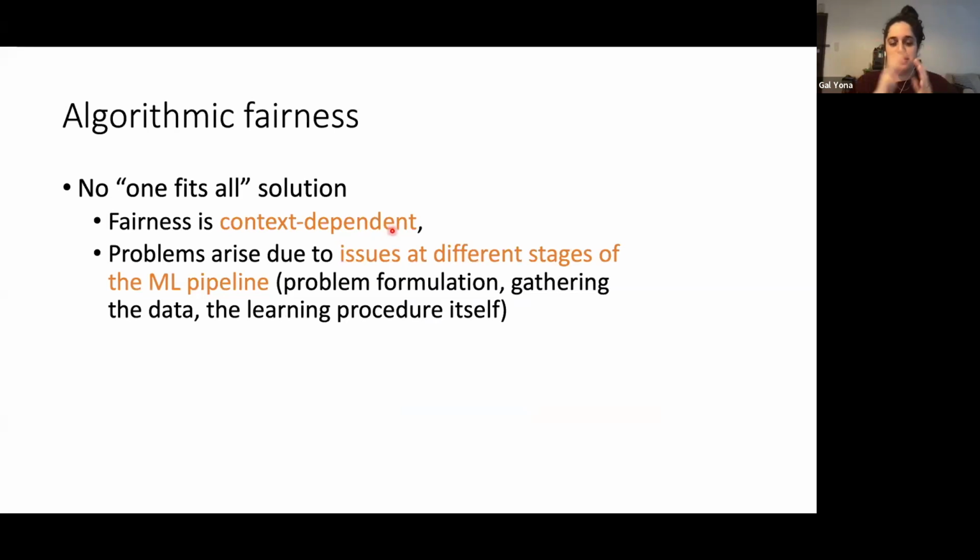Okay, so this has led to this subfield of algorithmic fairness, or looking at it specifically from a computer science perspective. At this point, I think we're almost 10 years into this research agenda. It's pretty clear that there's not going to be a one-fits-all solution. One issue is that fairness as a concept is very context dependent, and it's often hard to build into these formulations. And also the machine learning setup that we're talking about is, in some sense, a pipeline. It's composed of formulating the problem, gathering the data, and then the learning procedure itself. And issues that arise at different stages of this pipeline often call for different types of solutions.